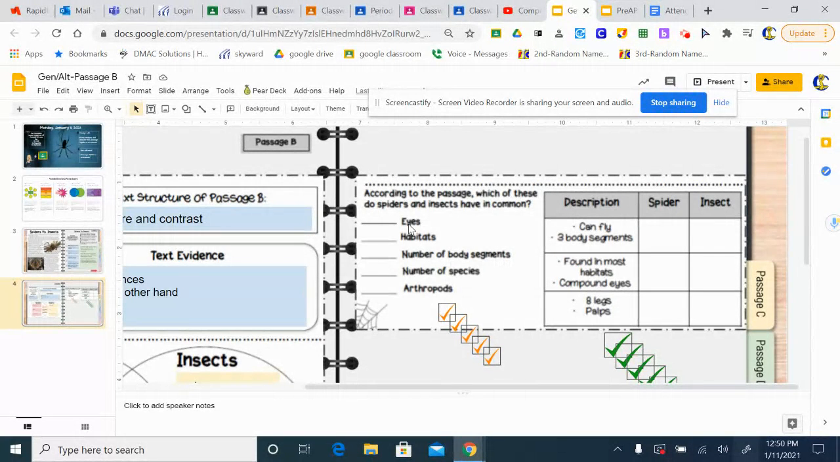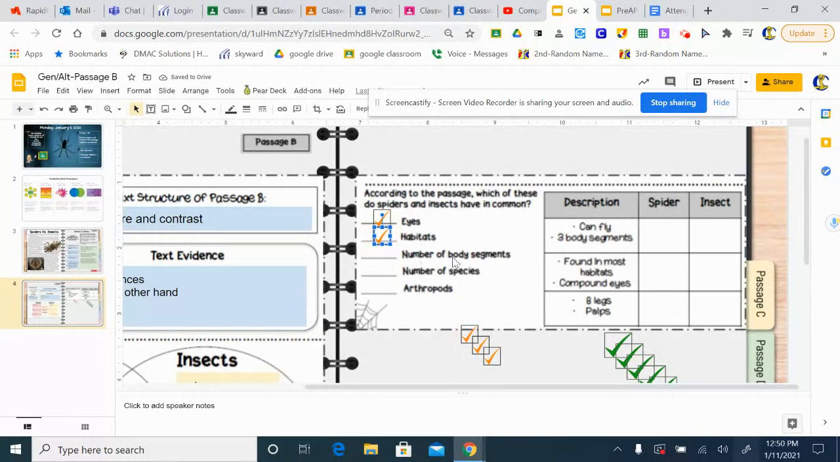Eyes. Do they both have eyes? Yes, it doesn't say specifically what kind of eyes, but they do both have eyes. So again, you click on it, make sure the little cross comes out so you're able to drag your check mark to the line. Do they both have habitats? Yes, they do have habitats. So you put that check mark there.